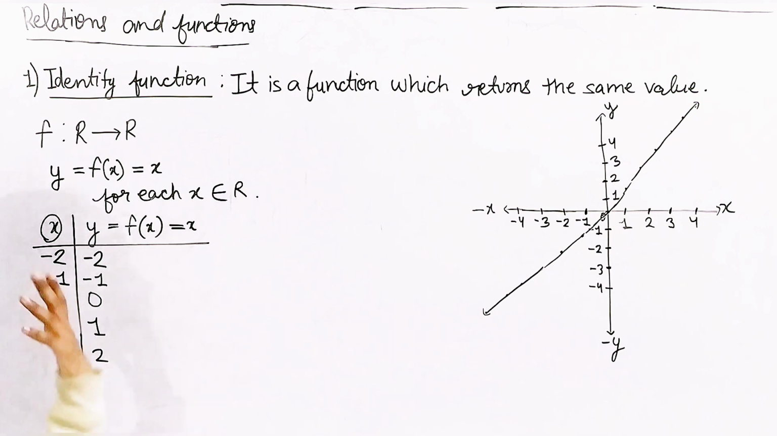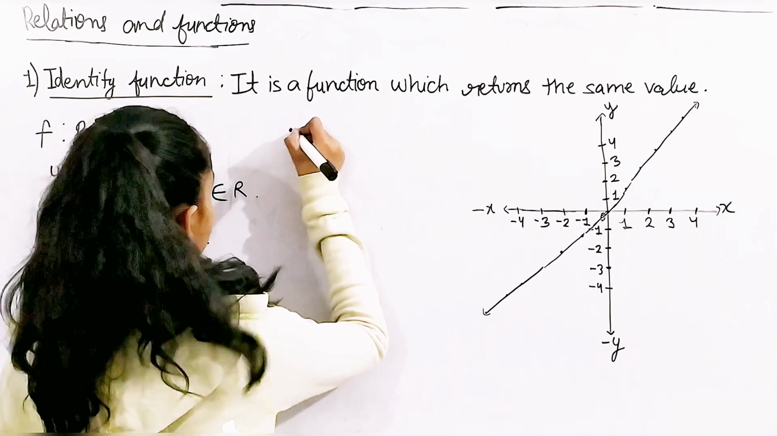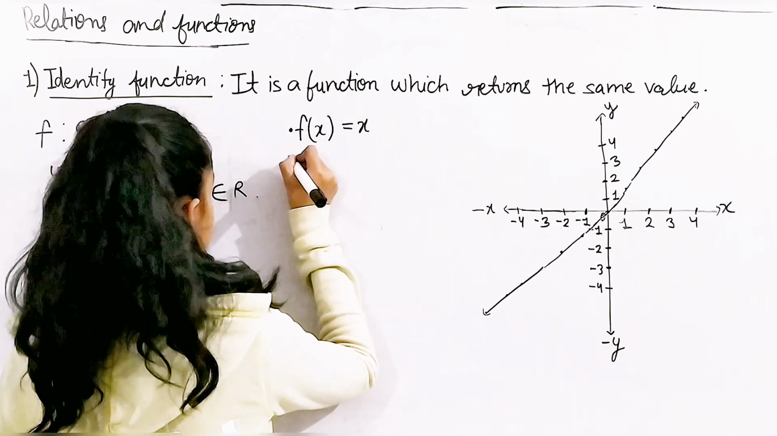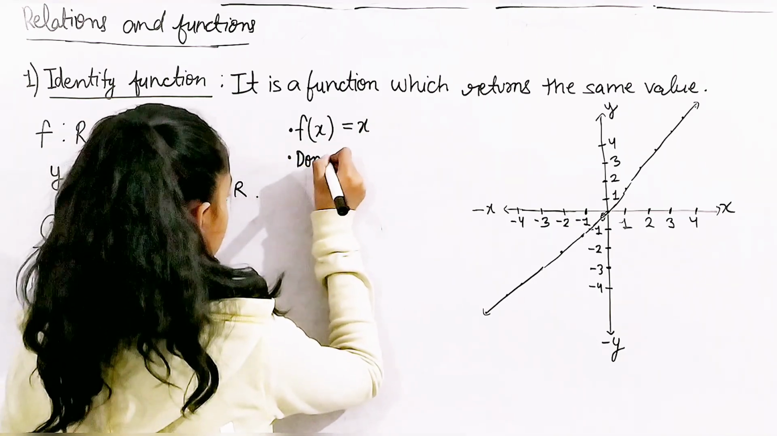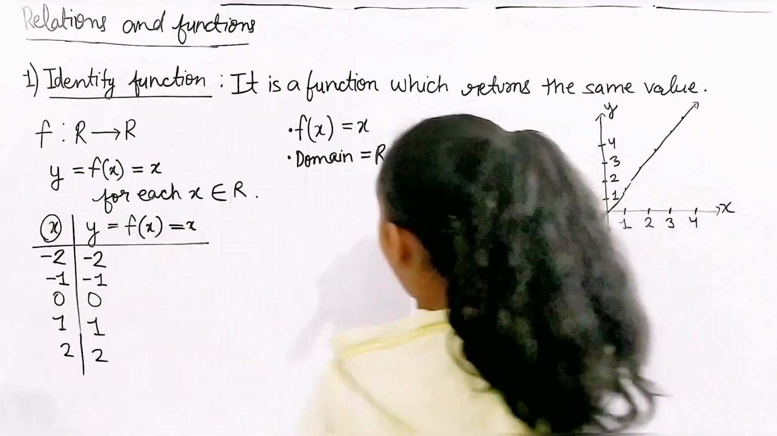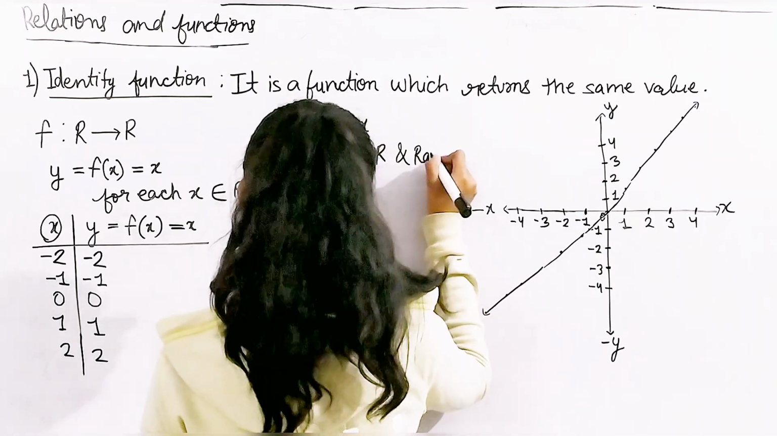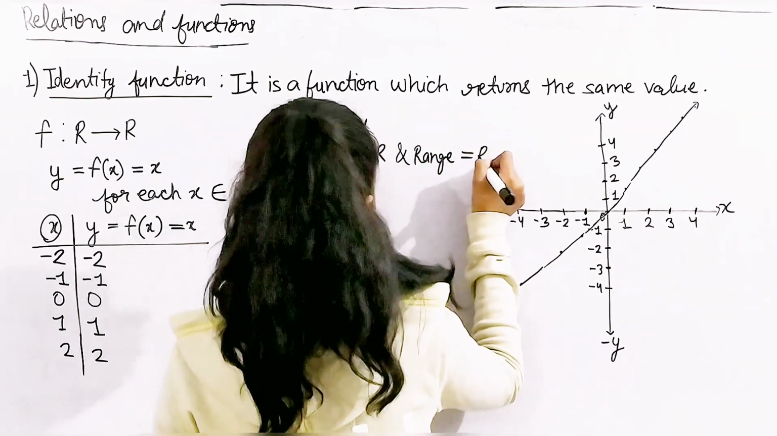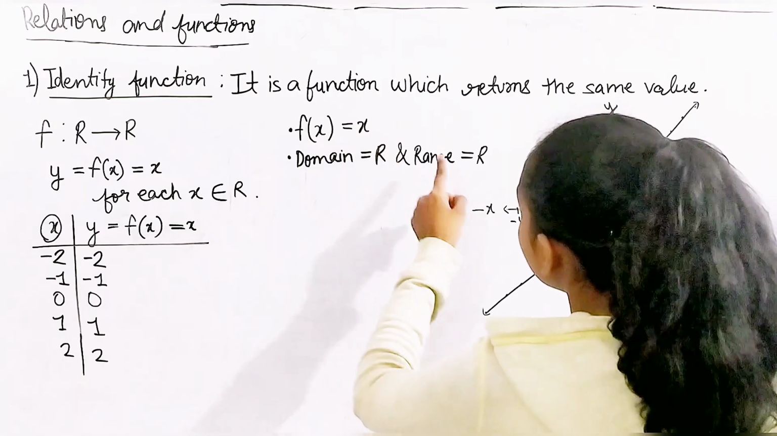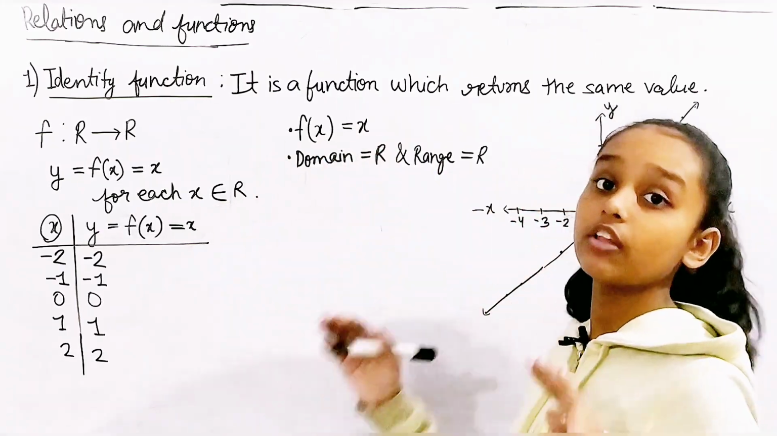And about its domain and range. So one thing's clear, f(x) is equal to x. Second thing, the domain will be all the real numbers that we have, and the range will also be all the real numbers. Okay, so I'll say domain is equal to R, range is equal to R, which means both domain and range are going to be the real numbers.